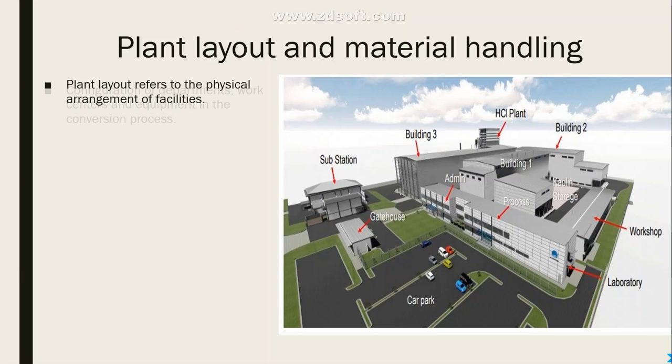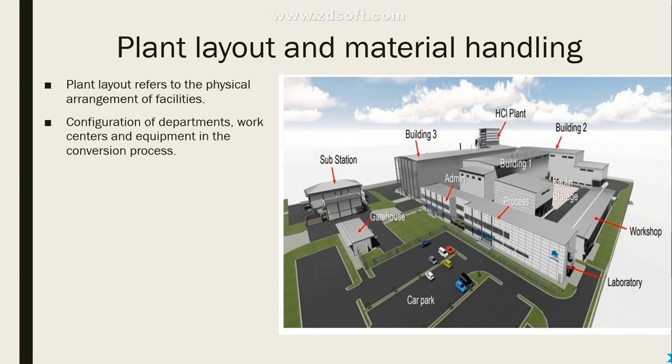Okay, moving ahead, it's a configuration of departments, various work centers, and equipment in the conversion process, or say production process. So this is a laboratory where you're going to have testing. This is actually a plant of a chemical factory. This is a factory, and this is a workshop. So you need to plan according to this process or this arrangement of facilities in your plant, so that you get your work efficiently done at the end of the day.